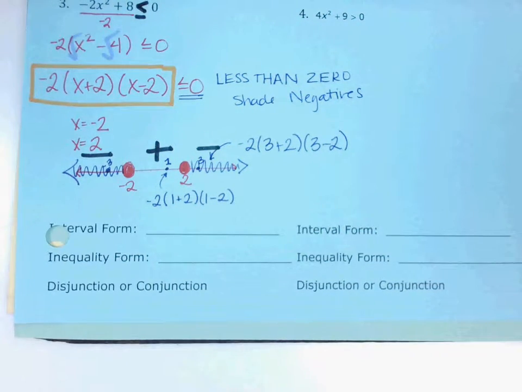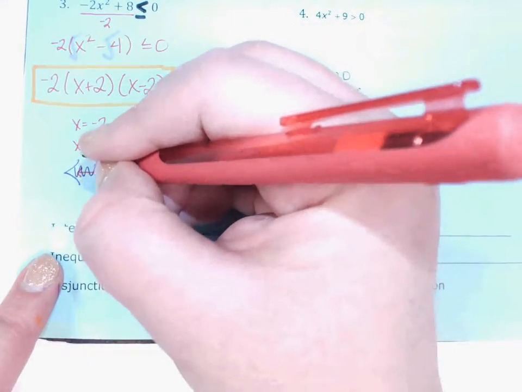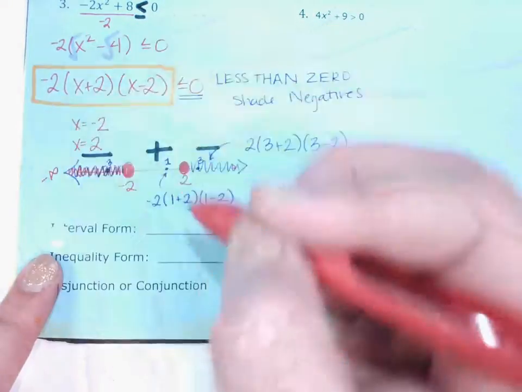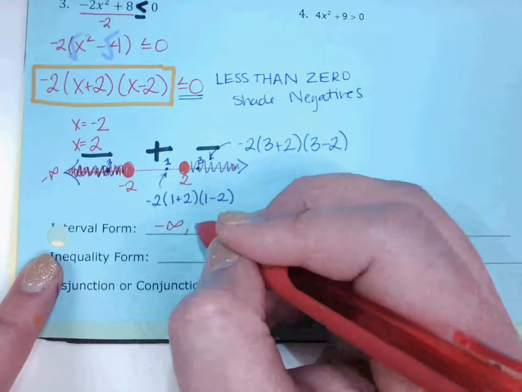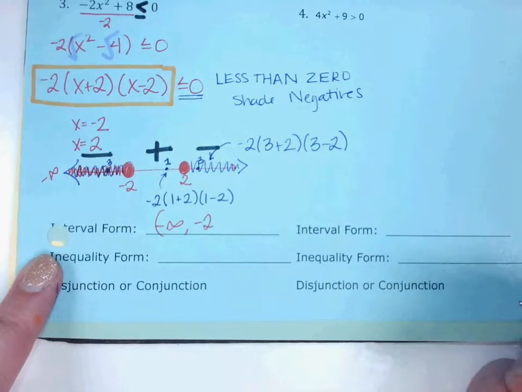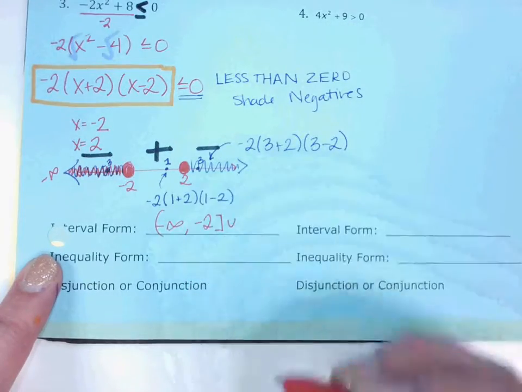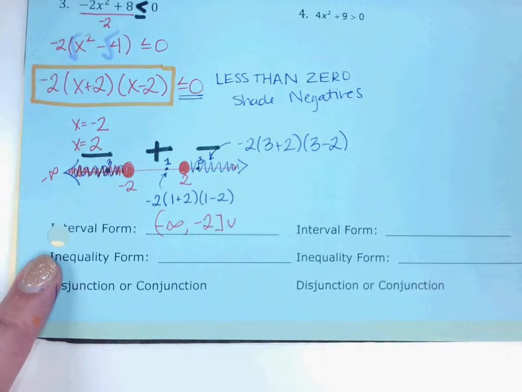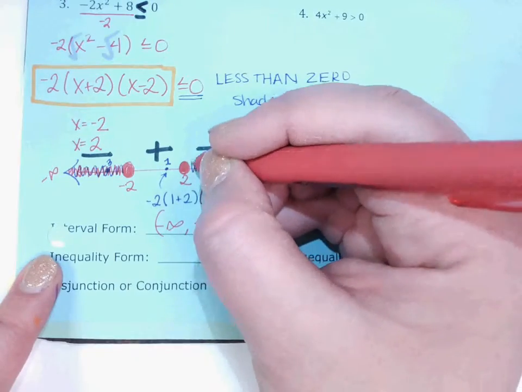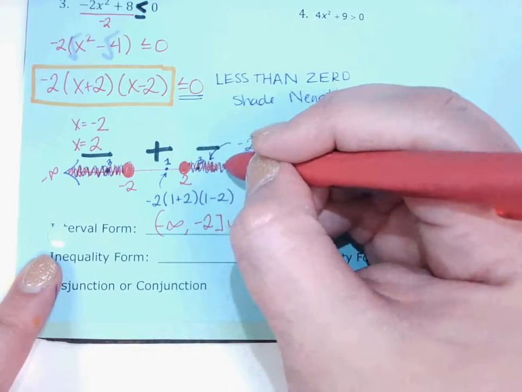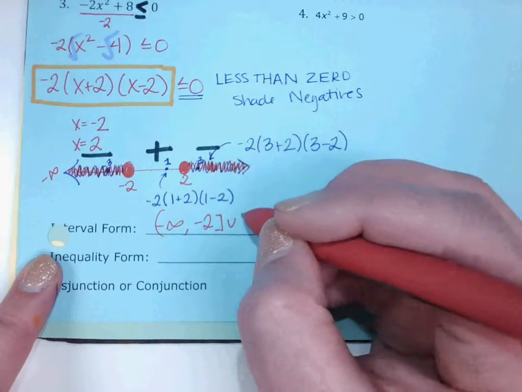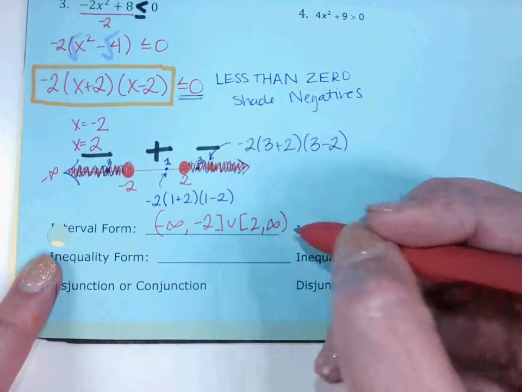Okay, when I write my interval form, remember that I have two shaded regions. I'm going to need the little union, the little U. So my first guy, how far to the left did I shade this going backwards? All the way till negative infinity. When did I stop shading? Bracket or parentheses on the 2? Bracket, union. Then for my second little chunk, I shaded all the way until 2. On the other side, I shaded all the way till infinity. So it would have been 2 till infinity.